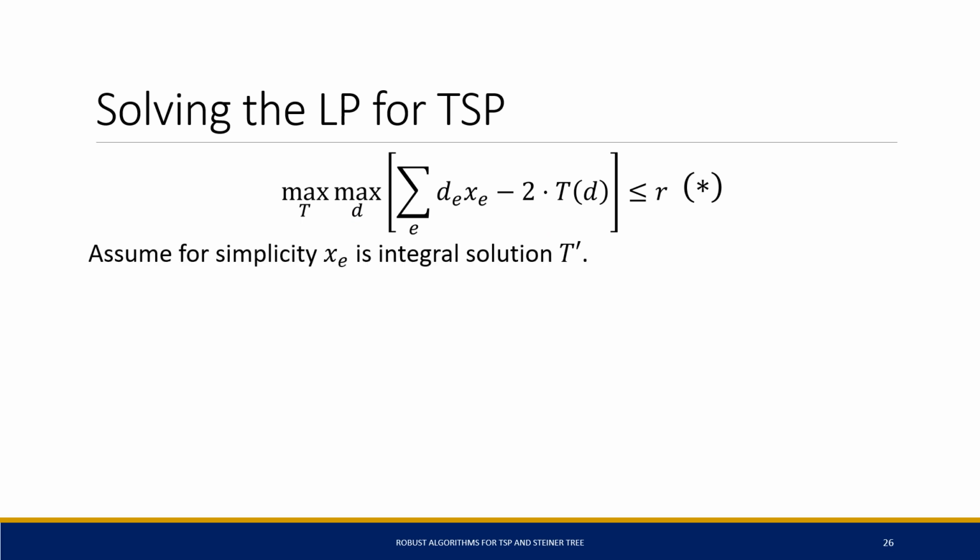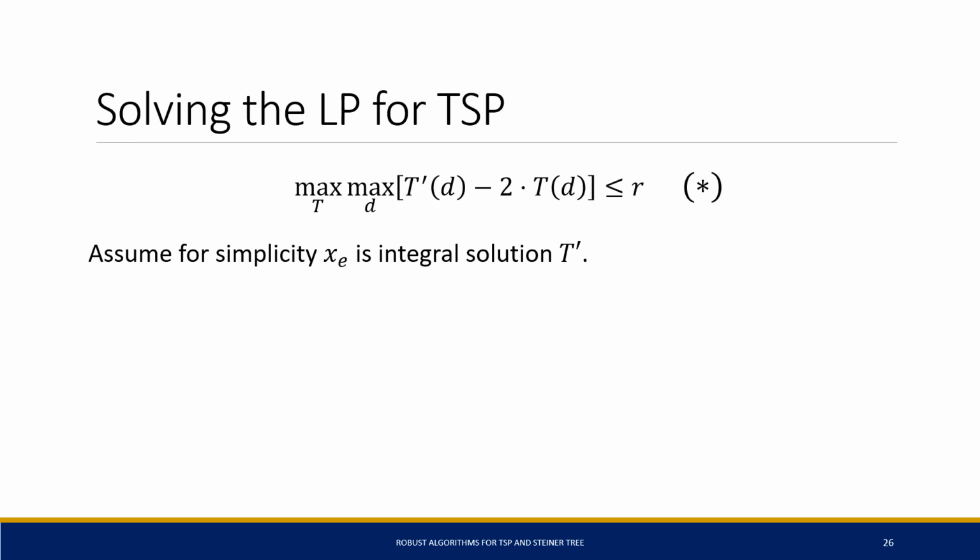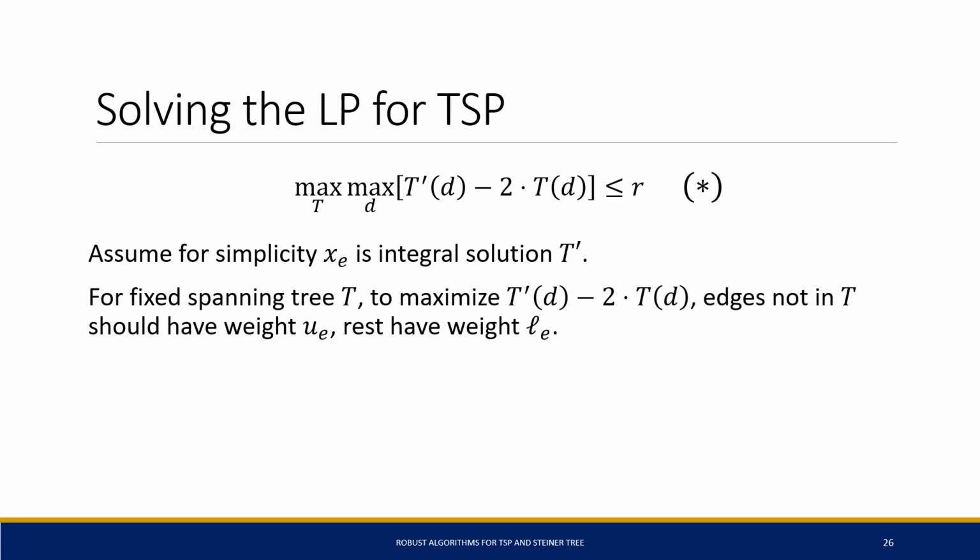So to do that, let's just assume for simplicity that the fractional solution is actually an integral solution corresponding to the set of edges t prime. So now we can just write the sum as the cost of t prime in this realization. And the idea is that for any fixed spanning tree t, if we want to maximize this expression, every edge that's not in t should have weight ue because it contributes more to the cost of t prime than it does to twice the cost of t. And every other edge should have weight le because it contributes more to the cost of twice t than it does to the cost of t prime.